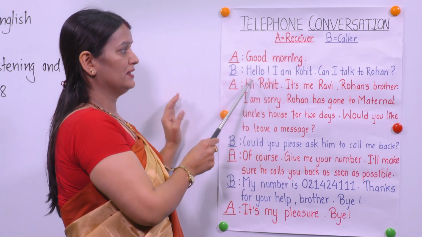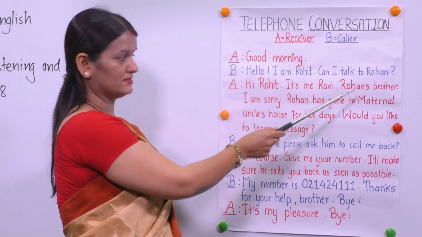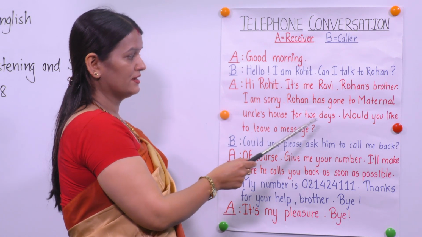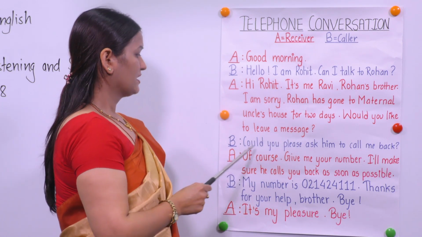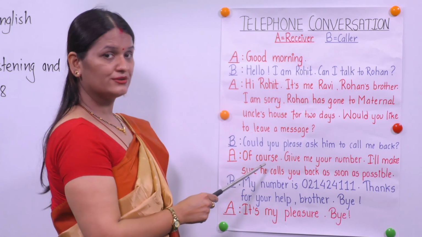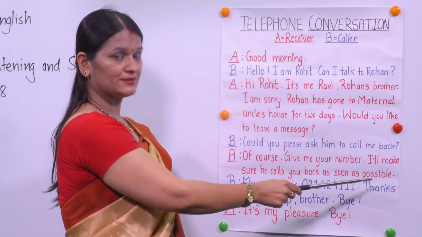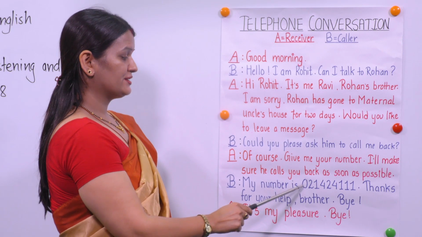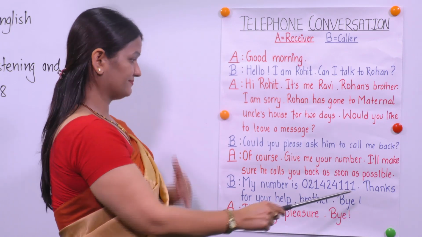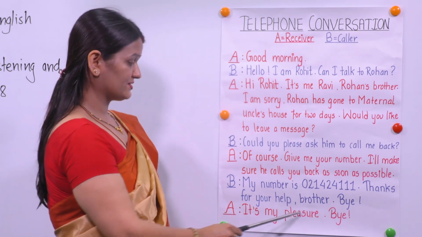Good morning. Hello, I'm Rohit. Can I talk to Rohan? Hi Rohit, it's me Ravi, Rohan's brother. I'm sorry, Rohan has gone to maternal uncle's house for 2 days. Would you like to leave a message? Could you please ask him to call me back? Of course, give me your number. I will make sure he calls you back as soon as possible. My number is 021-424-111. Okay? Thanks for your help, brother. Bye. It's my pleasure. Bye.